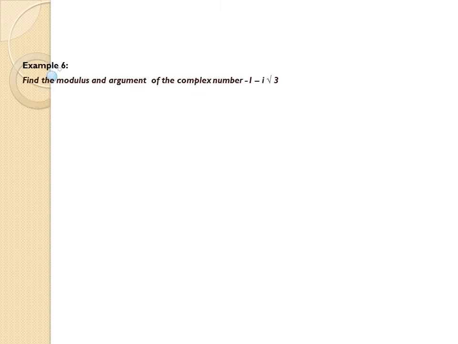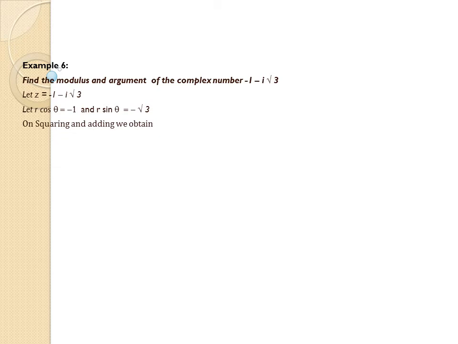Example: find the modulus and argument of the complex number -1 minus i root 3. Okay, so we'll consider the complex number as z equal to -1 minus i root 3. So we know from the polar form that r cos theta equal to -1 and r sin theta equal to minus root 3.